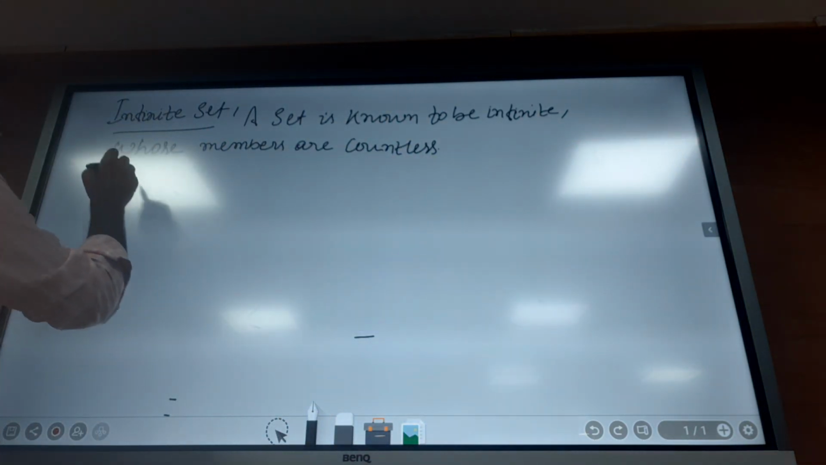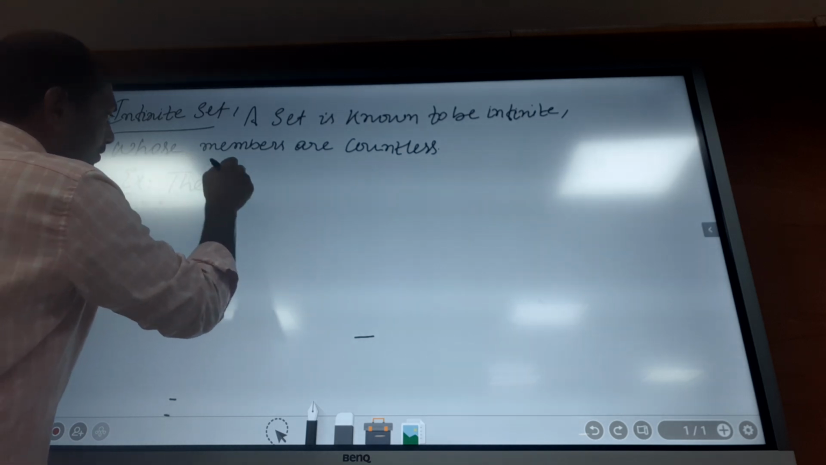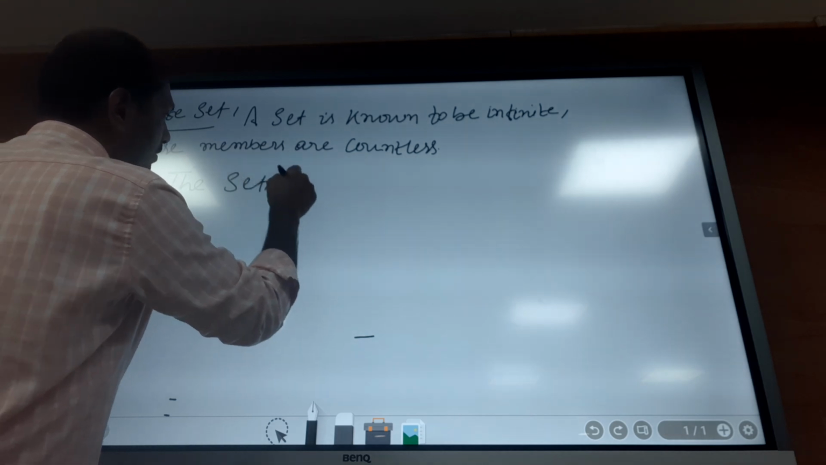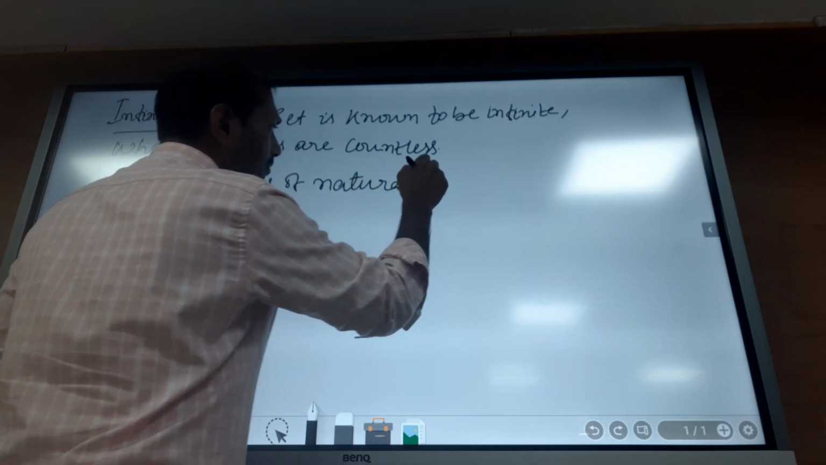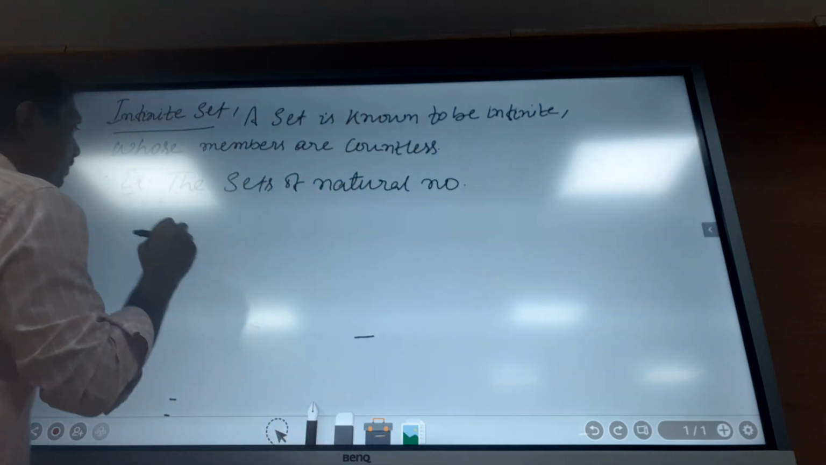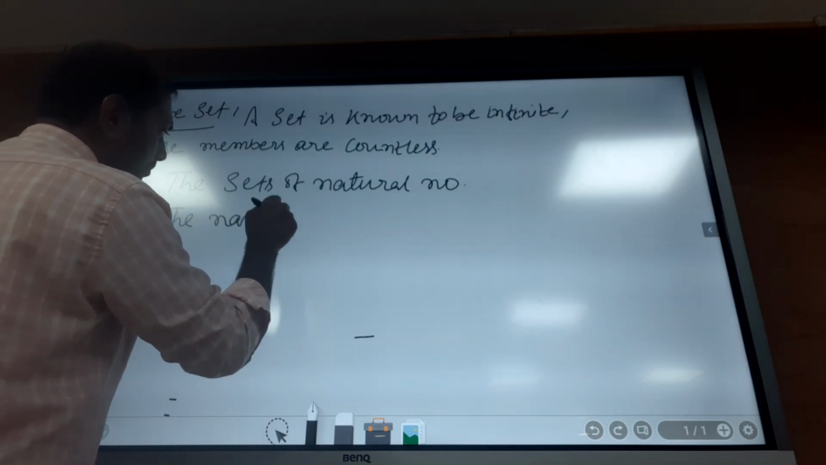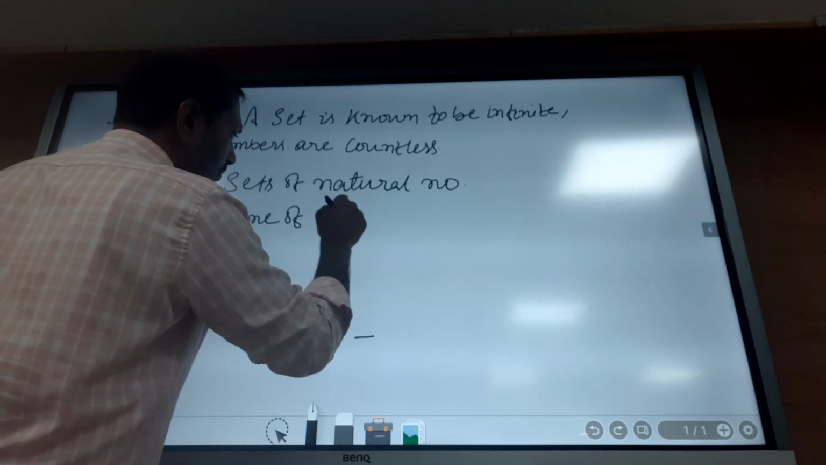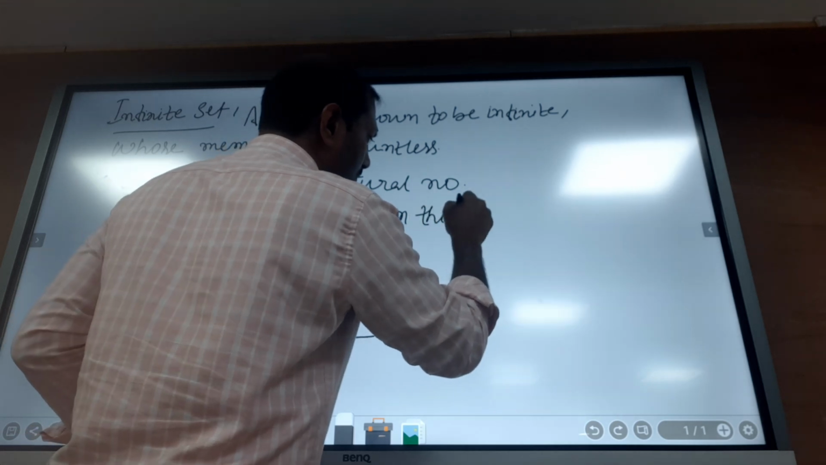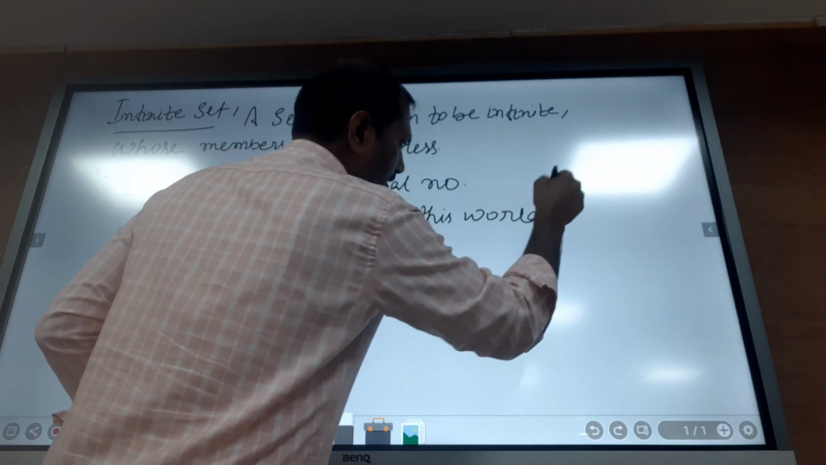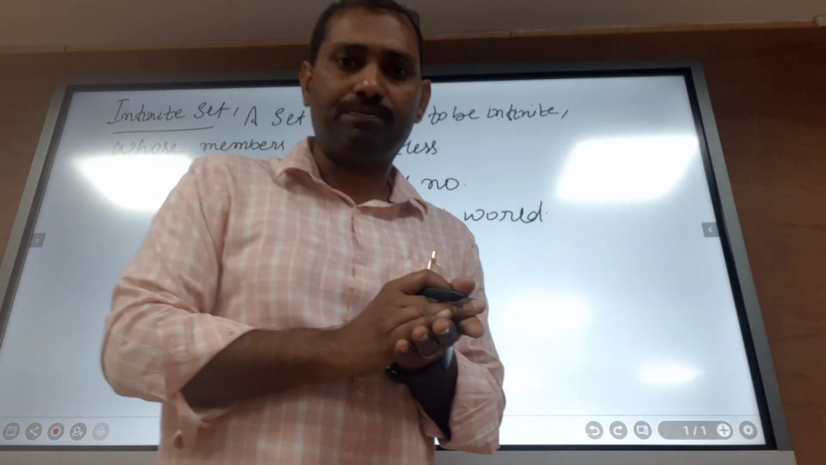For example, set of natural numbers. The set of names of the males in this world. So these are uncountable. These elements are uncountable. So that is known as infinite set. So that's why it is known as infinite set.